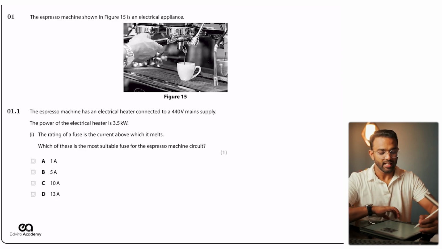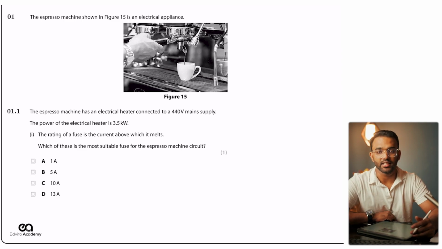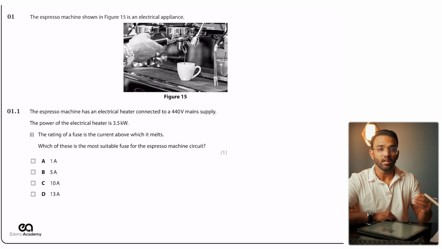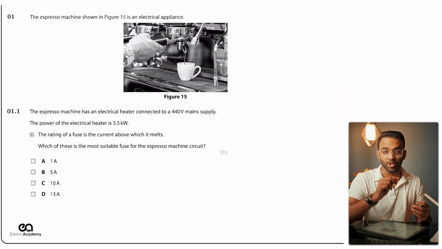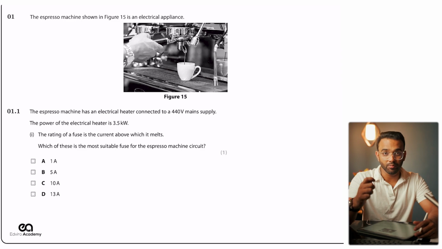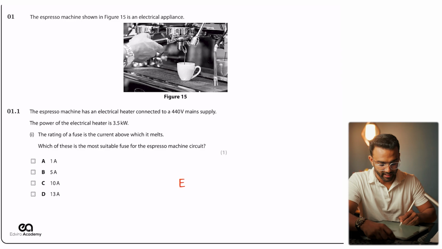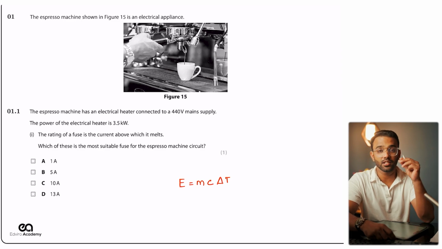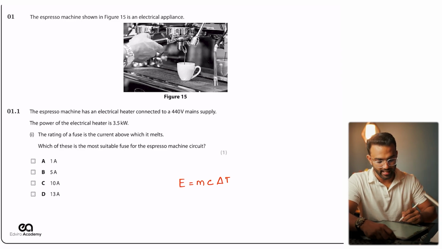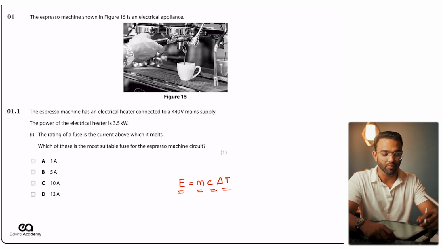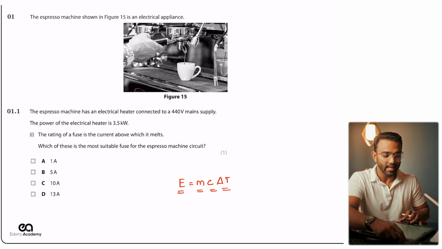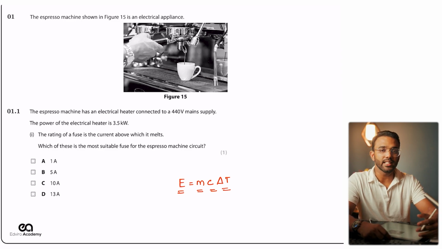So firstly, what is specific heat capacity? It is the amount of energy required to raise the temperature of 1 kilogram of a substance by 1 degree Celsius. So the formula for that is E equals mc delta T. Delta stands for change in temperature. E is the energy, m is the mass, c is the specific heat capacity, and delta T is the change in temperature.